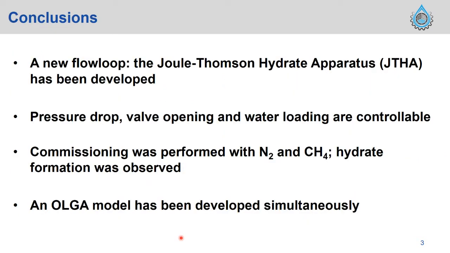Starting with some conclusions, we finally got a new flow loop, which is a Joule Thomson hydrate apparatus. With our setup, we can control the pressure drop, the valve opening and also water loading to mimic different scenarios. Commissioning work was done with dry nitrogen, methane and also a wet gas system. We also observed some very severe hydrate blockage in the pipeline. In parallel, we are working on the Olga modeling to compare our experimental results to the model prediction.